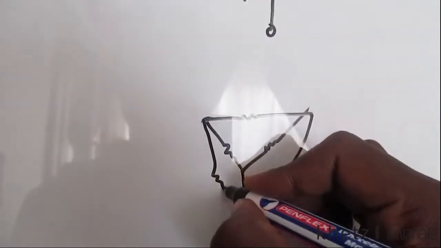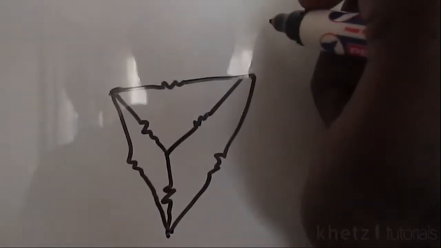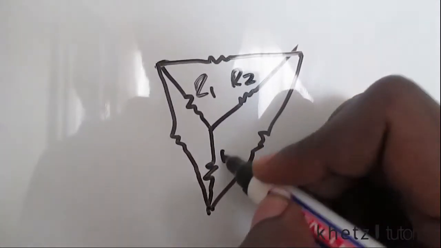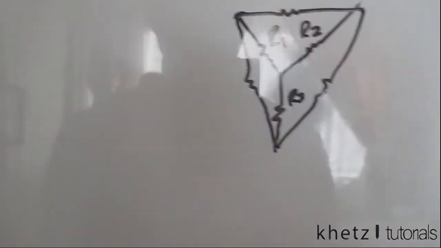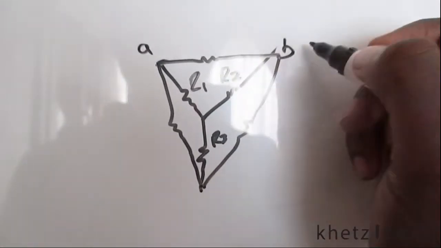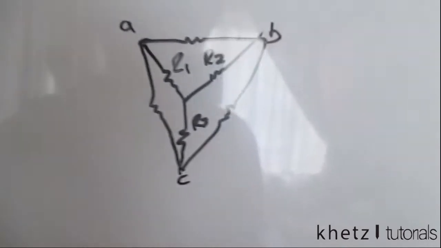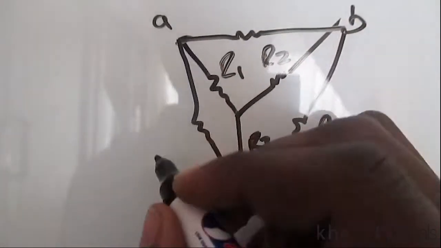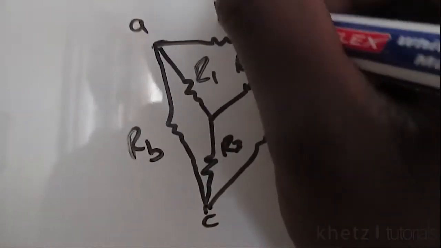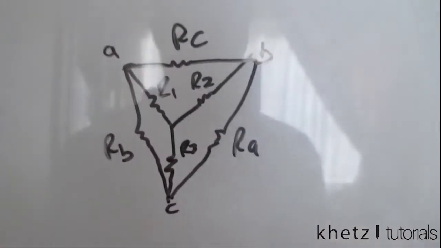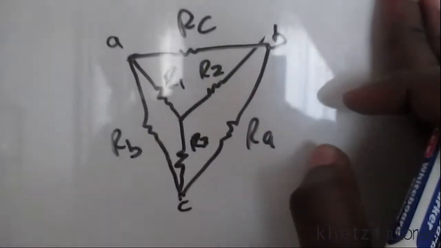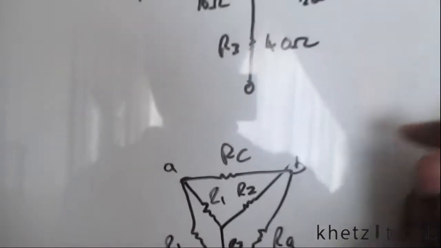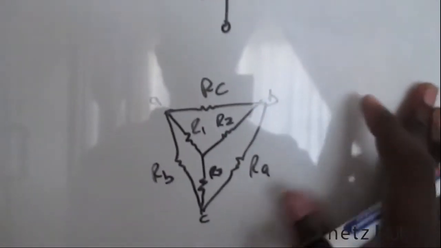The delta is on the outside, and we have given R1, R2, and R3. And this is A, B, and C. So RA will be here, RB will be there, and RC will be there. So we want to find RA, RB, and RC. That's what the question says: transform the Y into a delta.